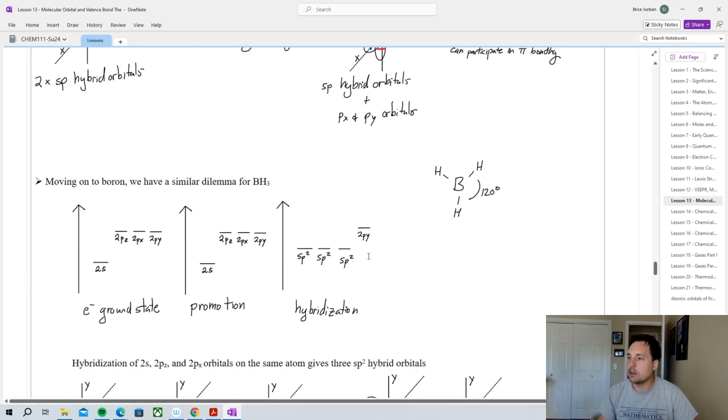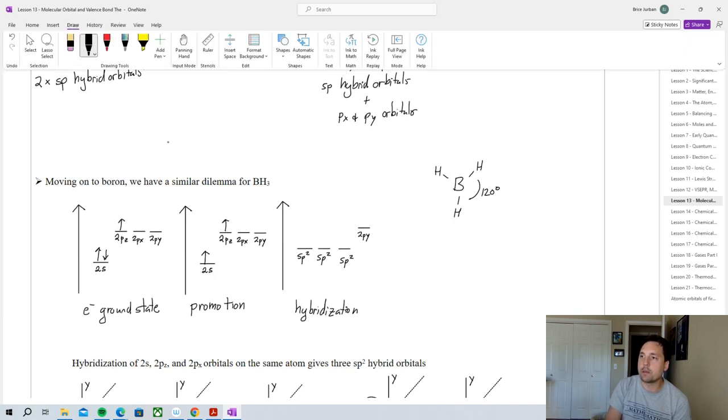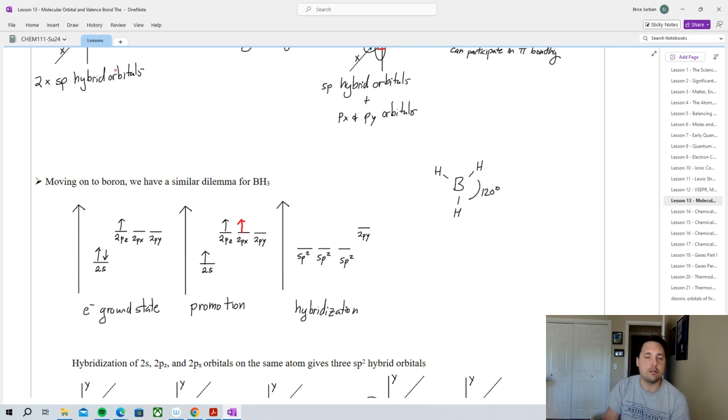So that's from lesson 12. But how can we have this type of geometry when the electronic ground state of boron looks like this? Well, the first thing we need to do is have 3 unpaired electrons that can combine with the 1s orbitals. So what we'll do is promote one of those electrons to 2px. That'll be the next one we fill. That's just the way the textbook has been doing it: 2pz, 2px, then 2py.